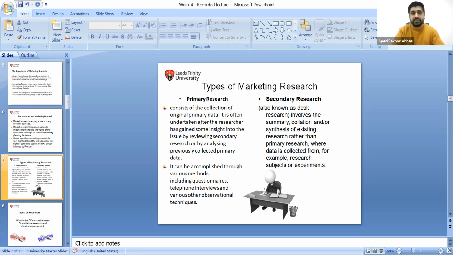Primary research consists of the collection of original primary data. It is often undertaken after the researcher has gained some insight into the issue by viewing secondary research or by analyzing previously collected primary data. It can be accomplished through various methods, including questionnaires, telephone interviews, and various observational techniques.